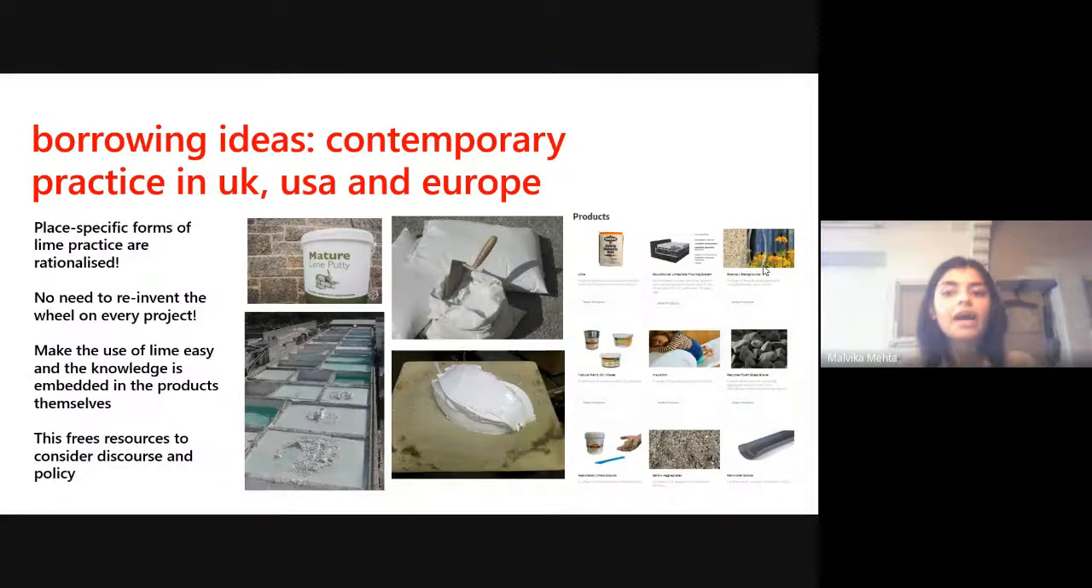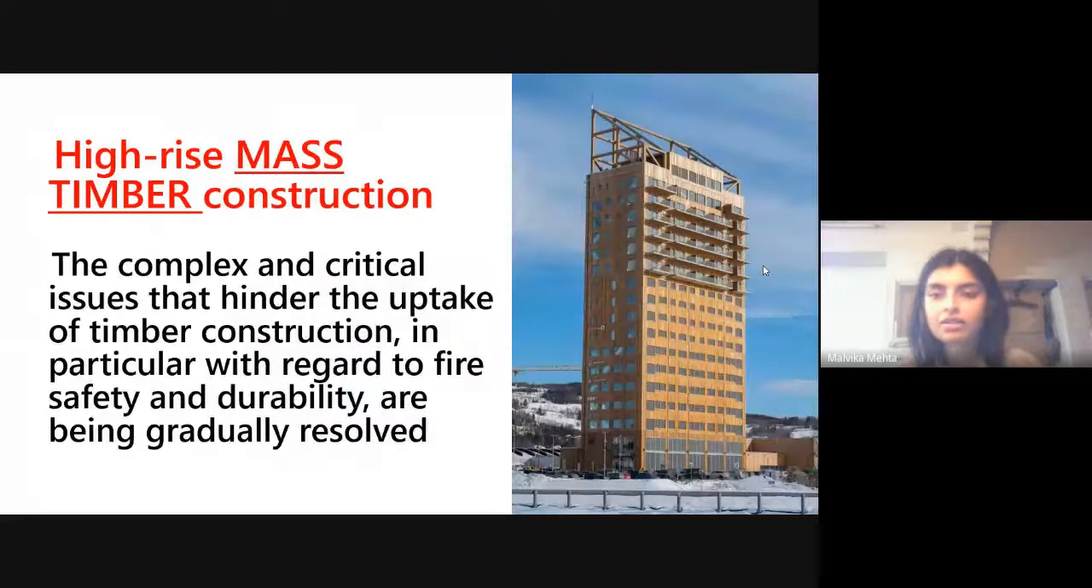And so I started looking around, shopping for ideas, always a good idea to do that. And I saw that in the UK, US, and Europe, for example, they were already creating these ready-to-use products in which they embedded a lot of the knowledge. A lot of the place-specific forms of lime practice were rationalized. However, the bulk of the UK, US, Europe lime practice is focused on restoration. It is not really seeing it as a contemporary material except for finishes. And that is something where I deferred and I looked still further around.